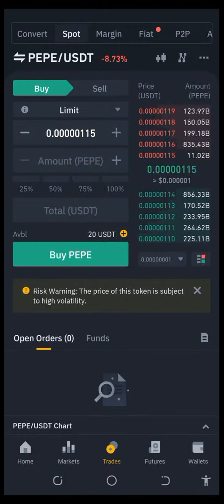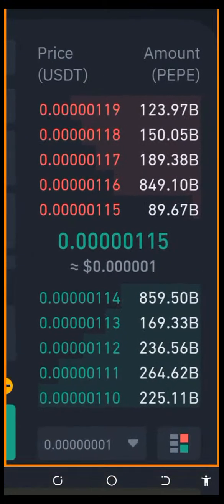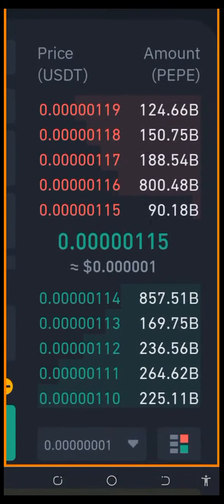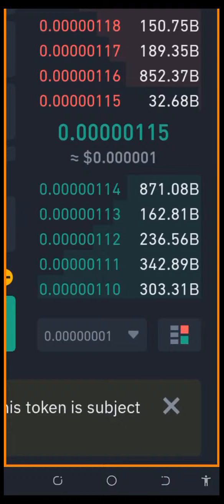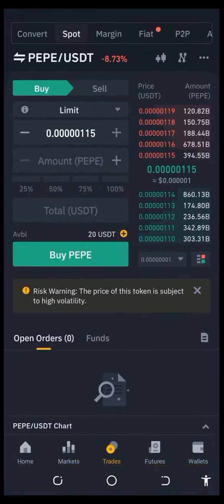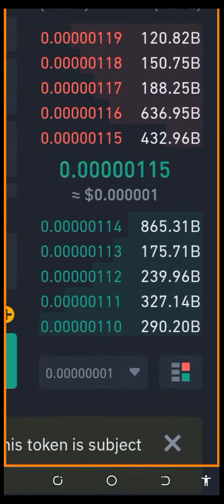Now, look at this. Can you see how this is fluctuating? It's fluctuating between 115, 114, 116, just going up and down. And that's the thing. When you come over to a place where you want to do your spot trading, you have to have velocity. Can you see what's going on here? That shows you that things are moving. Can you see how it's moving? That's how we want to see it.